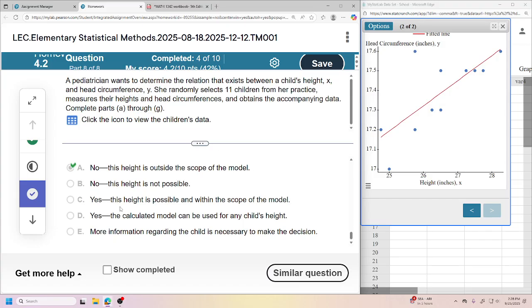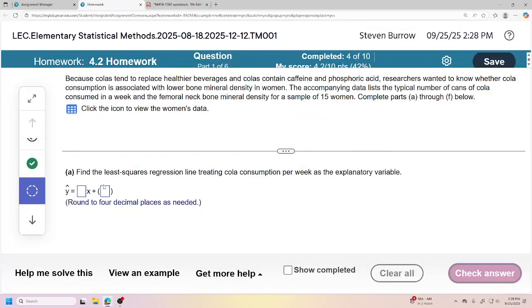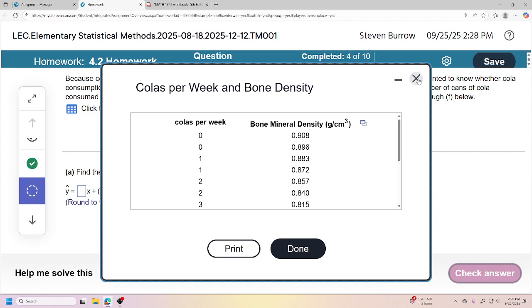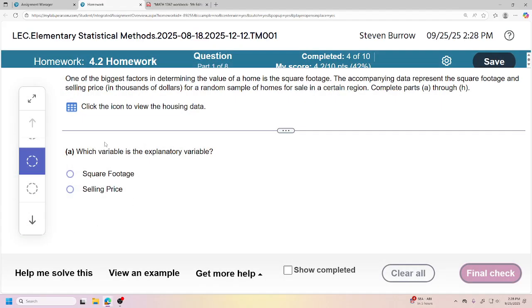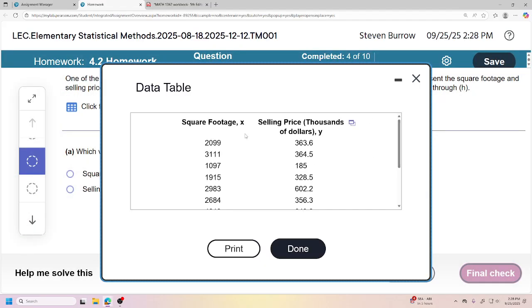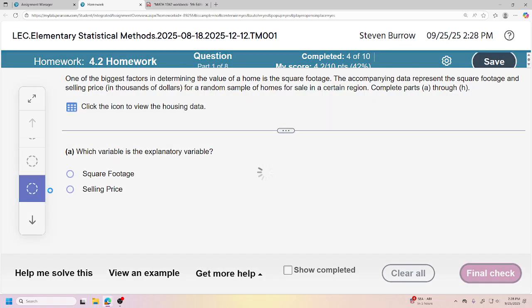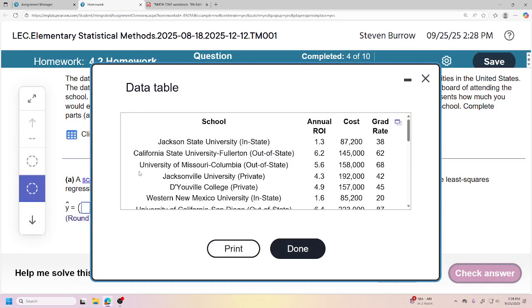Anyways, do you get the point that it's all going to be about the same? Here, let me click on the next one. Just kind of show you some digital tours. Oh wow, that looks about the same. Look, colas and bone densities. Same kind of question. Let's keep going. Oh, square footage and selling price, X and Y. We saw that already. Same stuff. Oh no, it looks so bad, Chad.